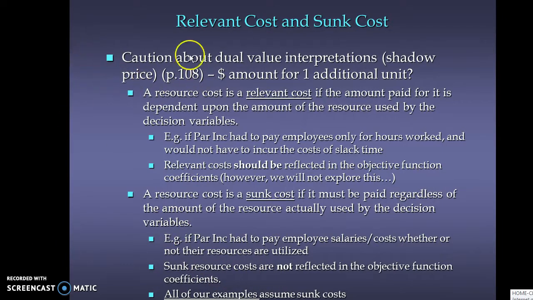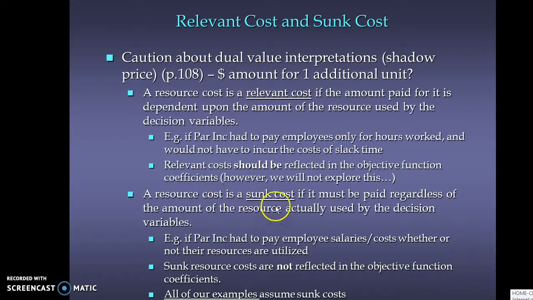This is explained on page 108 of the text, and it really revolves around how much money you are willing to pay for one additional unit of resources. In other words, cutting and dyeing time, sewing time, inspection and packaging time. You use those kinds of considerations when you're deciding whether to add more staff or add overtime, and so on and so forth. So there are 2 distinctions relative to this: relevant cost or sunk cost.